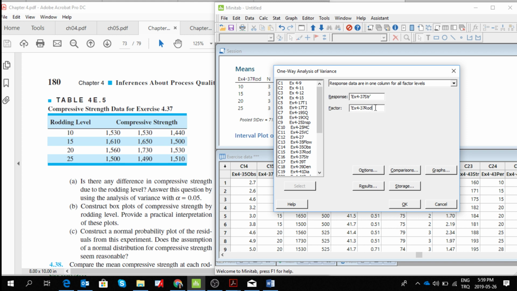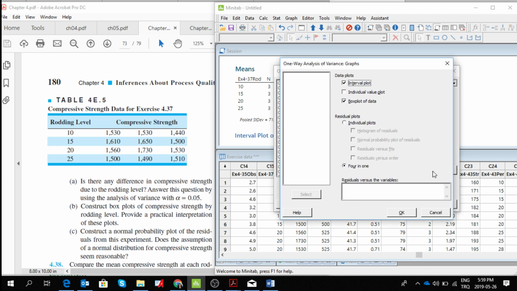Now I can redo that if you want. For the factor, C15 is the one, so I select it there. Okay, this is all similar in any Minitab file. We entered the data set as follows. And then I want to see the graphs, because later on it asks about the graphs. I want to see the box plot, because it says construct box plots of compressive strength by rodding level. So I'm going to click that, and I'm also going to draw the normal probability plot of the residuals, since it asks about the residuals in part C.